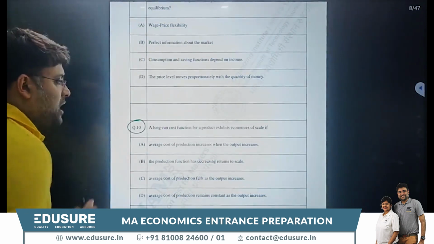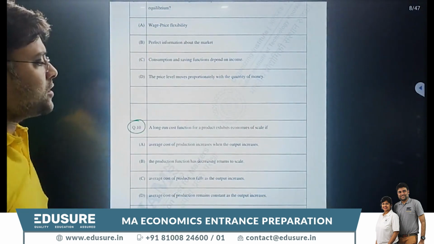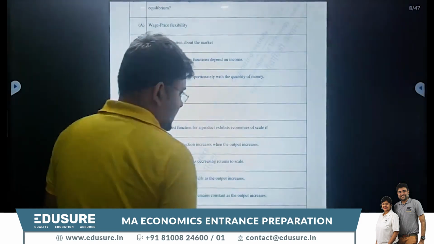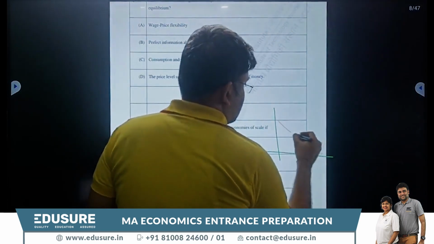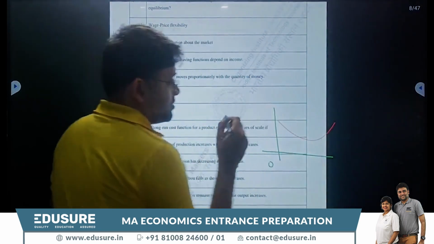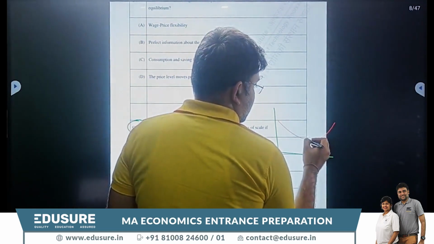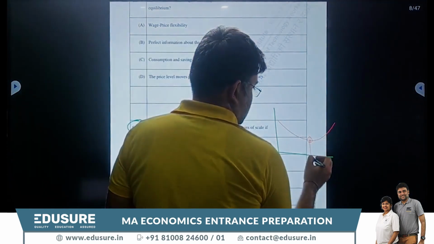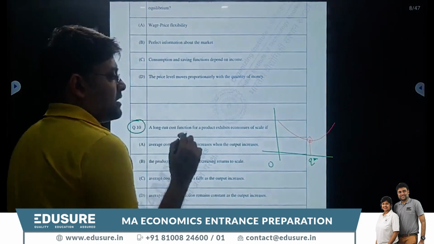Question number 10, IIT JAM 2022. A long run cost function for a product exhibits economies of scale. So when will it exhibit economies of scale? If I draw the diagram, this is how the long run average cost looks. Okay. Now, this is the point where the operation will happen. Correct? This is where it will happen.